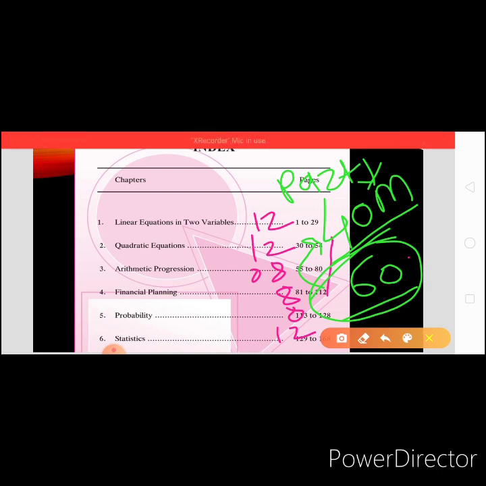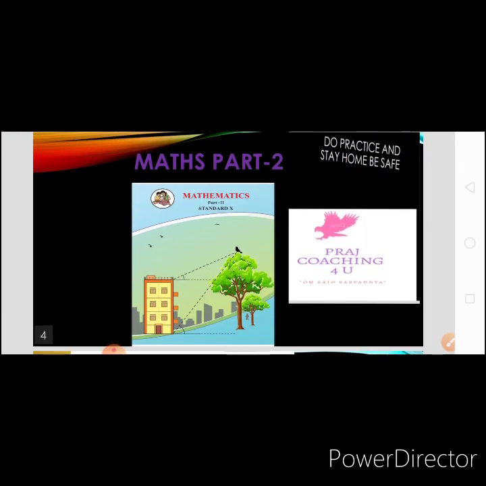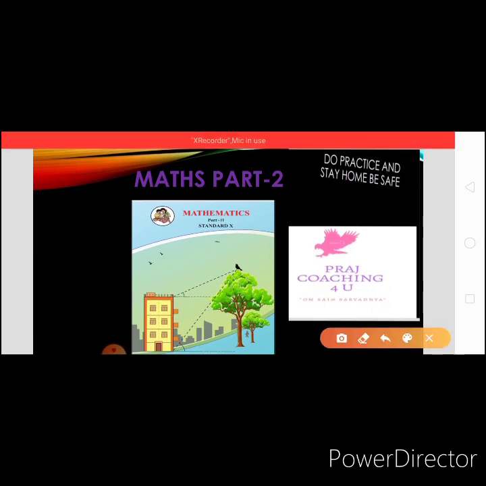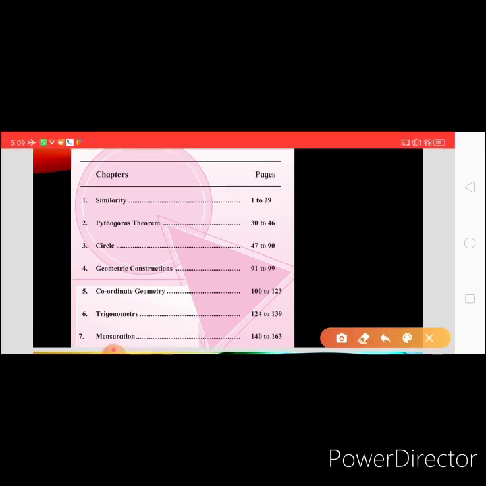Okay friends, now let us discuss part second. This part second is known as the geometrical part, meaning geometry. In this geometrical part there are 7 chapters. Chapter number first is similarity, and this chapter is of 10 marks.